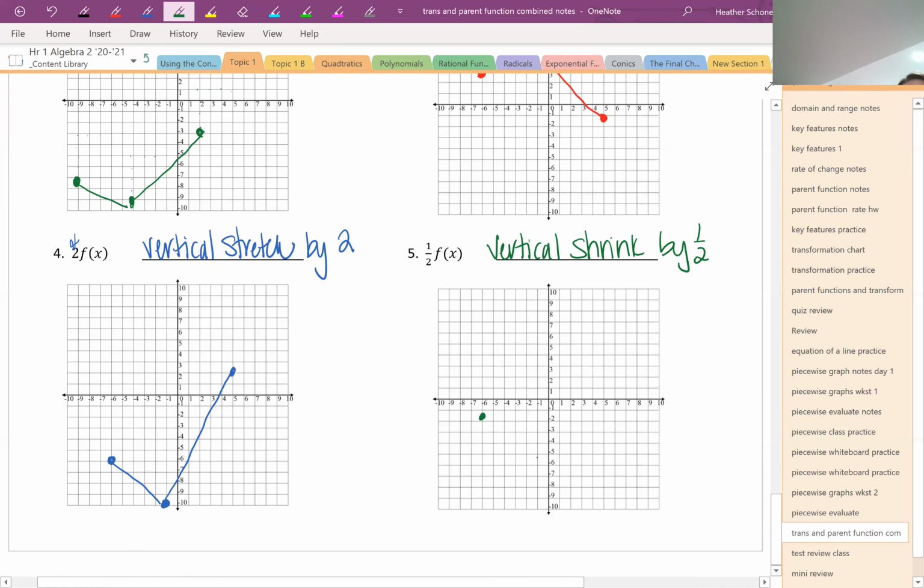The next one was -1, -5. The -1 stays the same, but I'm going to take half of the -5, which would be -2.5. The last one is 5, 1. The 5 stays the same, and I'm going to take half of the 1, so it's 1/2. And there's my graph. And compared to the other ones, that definitely got shrunk down.